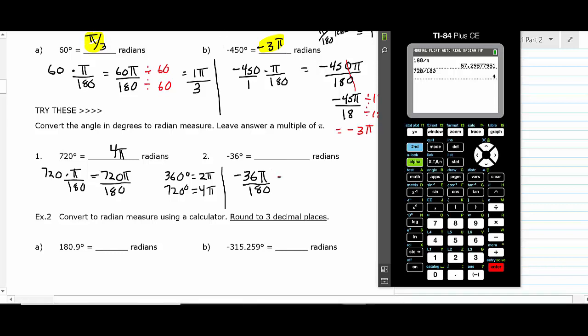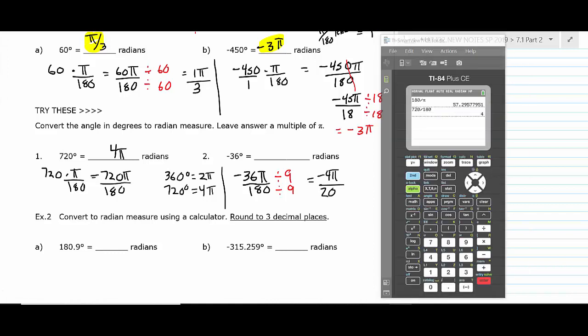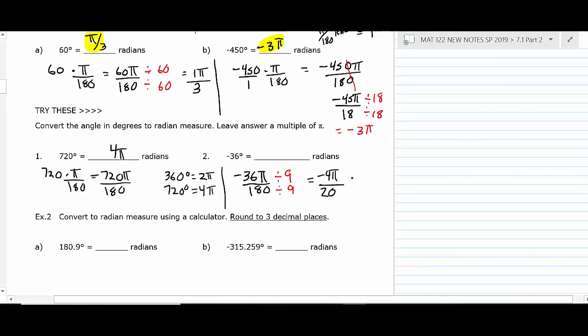And let's see, the biggest number that I think these divide by is 9. Okay, so if I do 36 divided by 9 would be negative 4 pi. 180 divided by 9 is 20. So actually, I think both of them divide by 36 now that I think of it. So I'm going to divide both by 4 now. And then that will end up giving me just negative pi over 5. All right, so those are the two answers you should have got on those problems, is 4 pi and negative pi over 5.